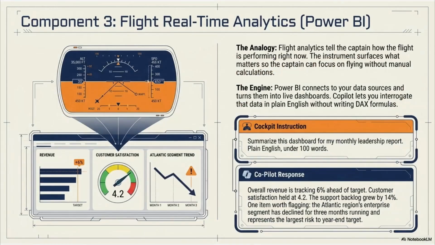Component 3 is Power BI, your real-time flight analytics. Up in the cockpit, the instruments tell the captain how the flight is performing right now, surfacing what matters so they can focus on flying instead of doing the math by hand. Power BI connects to your data sources and turns them into live dashboards. And here's where Copilot shines.